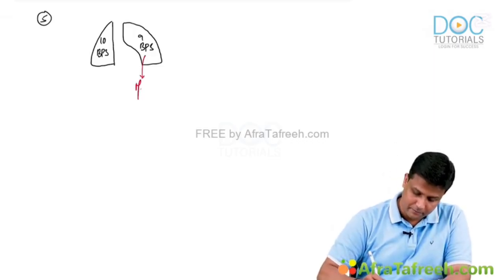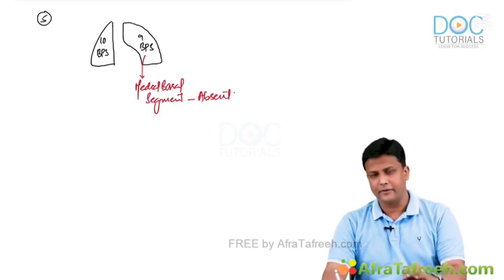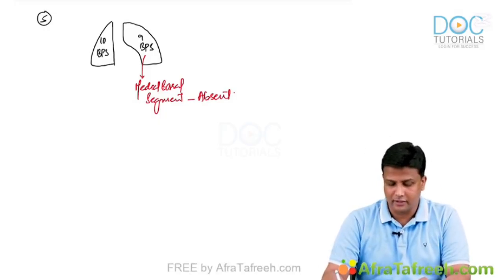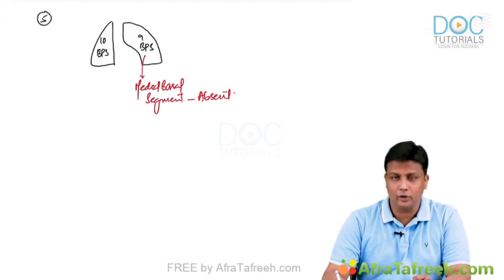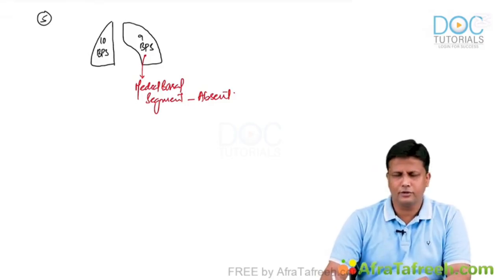So the medial basal segment will be absent. In most people, the right lung will have 10 bronchopulmonary segments and the left lung will have only 9, and the reason is that the medial basal segment is absent, so as to accommodate your heart, guys.